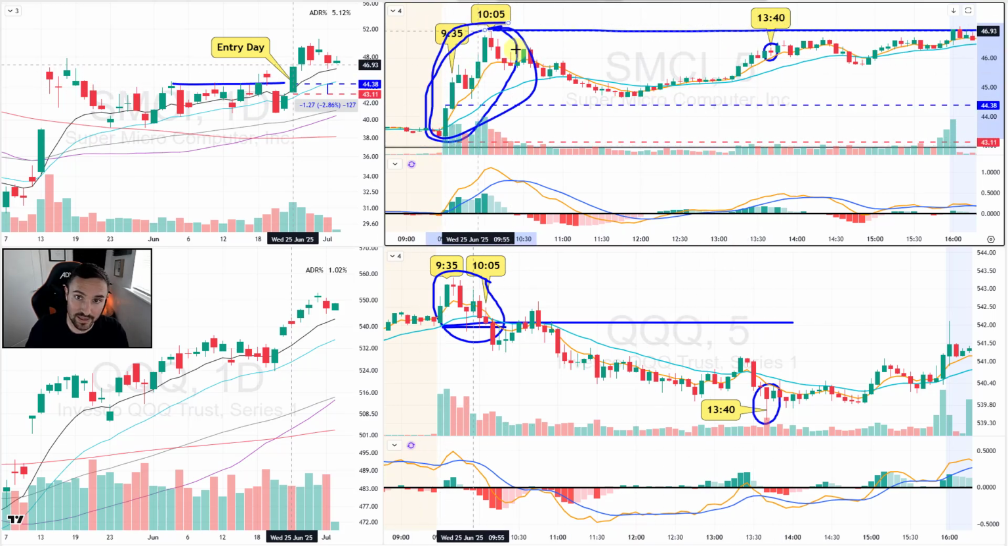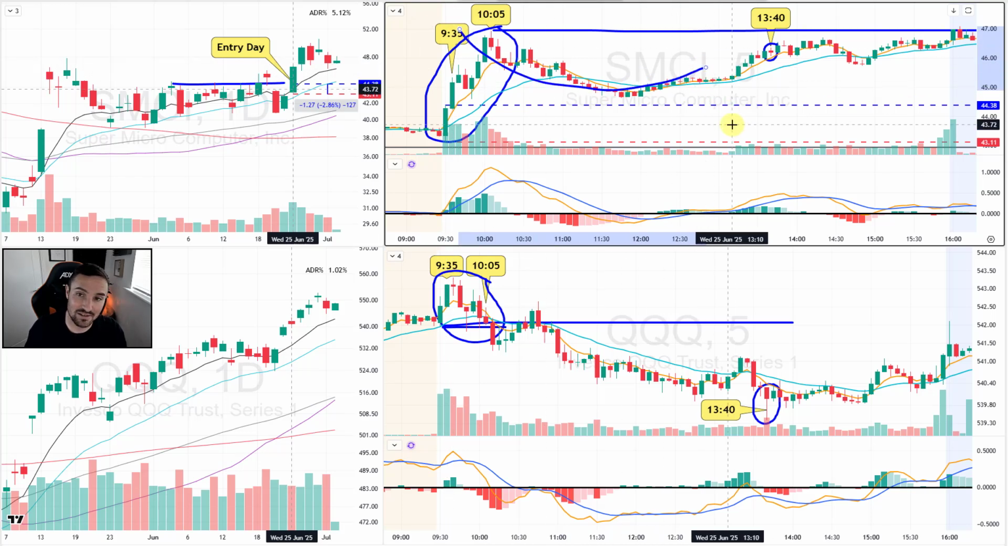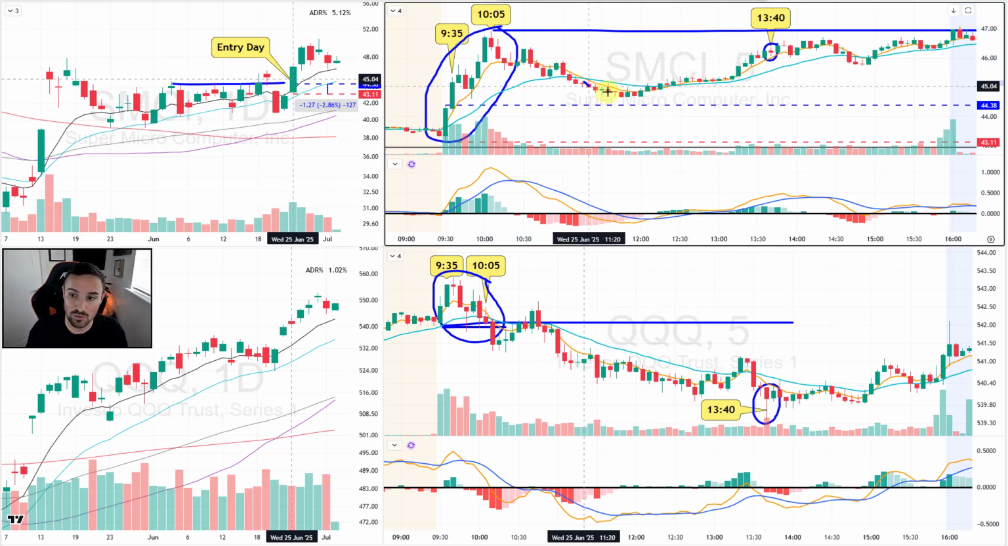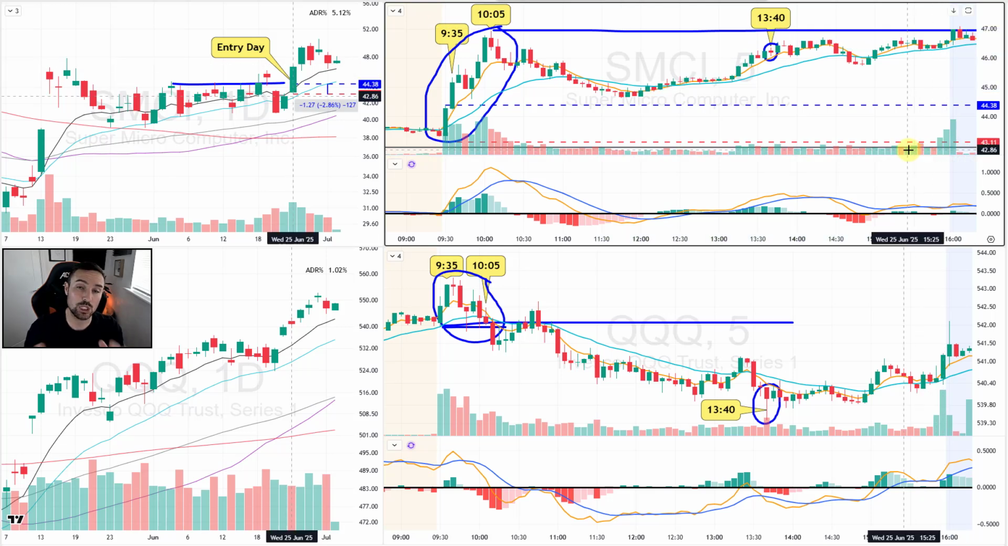So you're seeing strength in the morning, you're seeing strength as the noon lunchtime period unfolds. You're then seeing strength into the close as well. This is then what I'm looking for from a trade management standpoint.